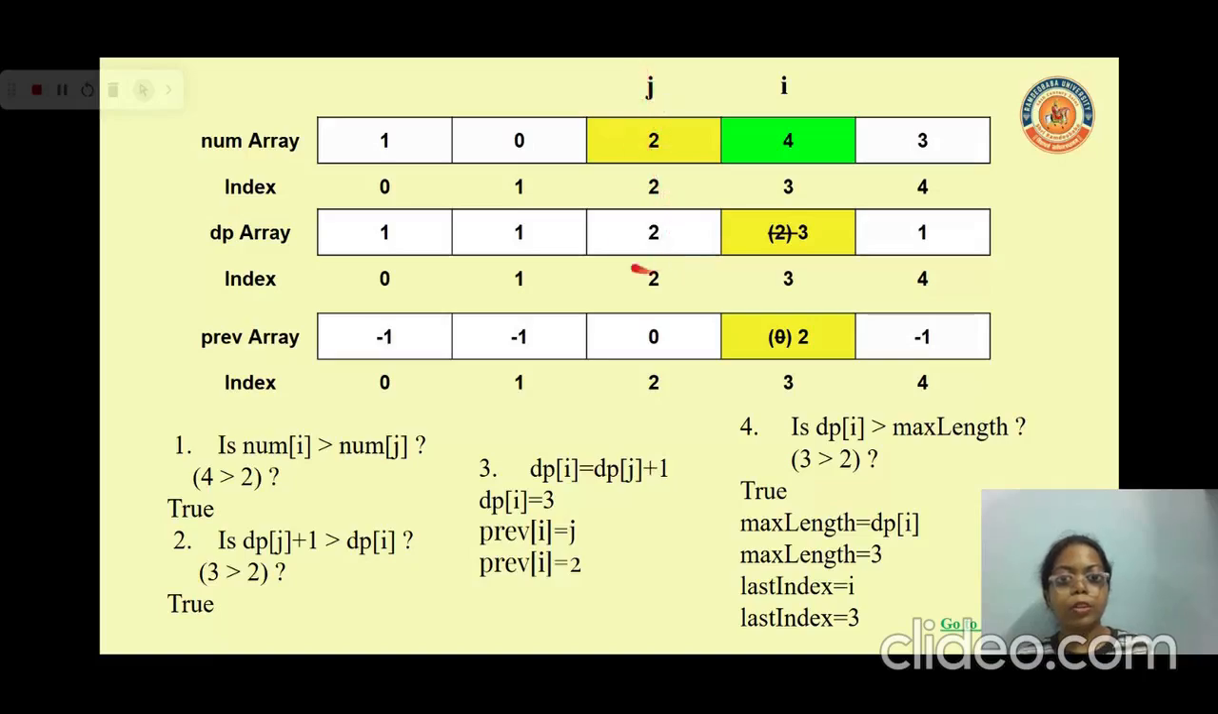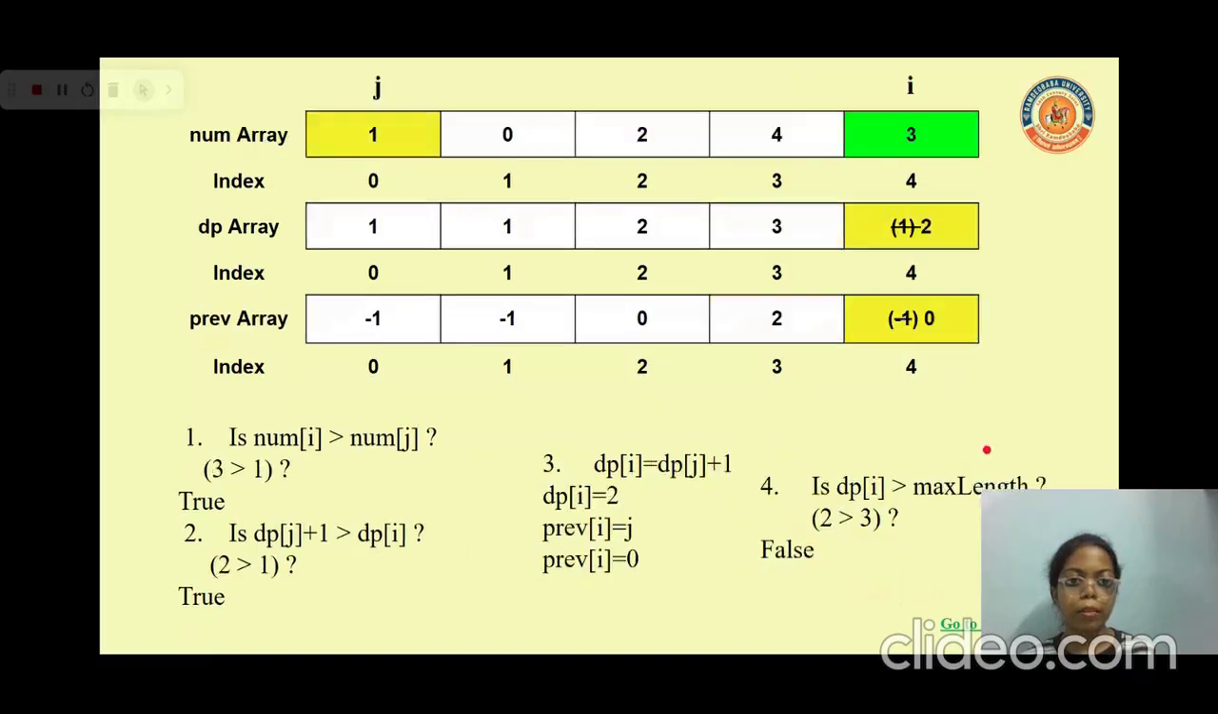At the jth position I have noted down that I got an LIS of length 2, and at the ith position I am getting another one. This is how we are solving subproblems to actually solve our main problem. This is what the DP approach does. So again I will check whether dp of i is greater than or equal to max length or not. It is 3, so I will update these values again.